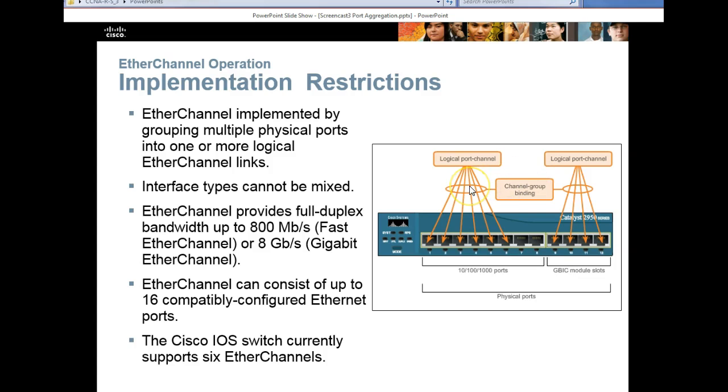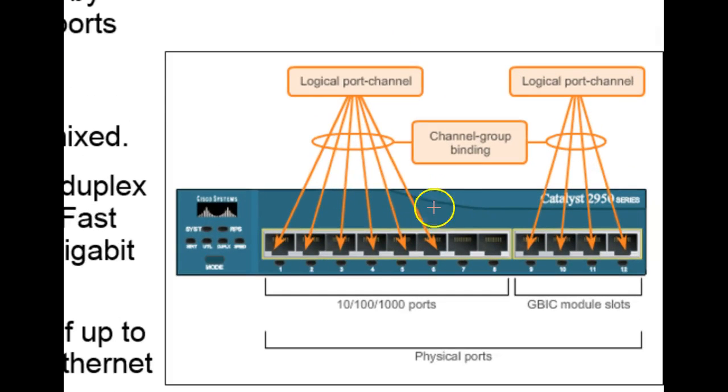Now, there are some technical restrictions to EtherChannel. Notice here, let me zoom in for it, we'll take a look. Notice here, logical port channels, we have 1 through 6 and then 9 through 12. And they are one channel group. They're bound into a port channel.